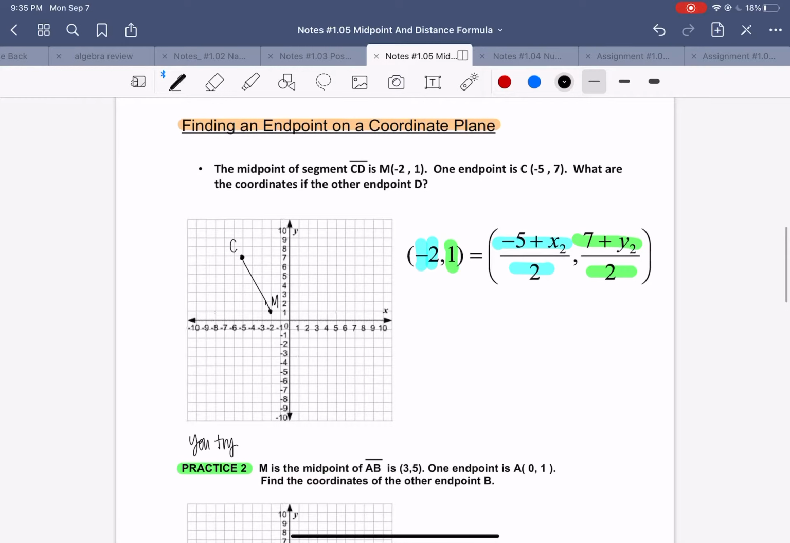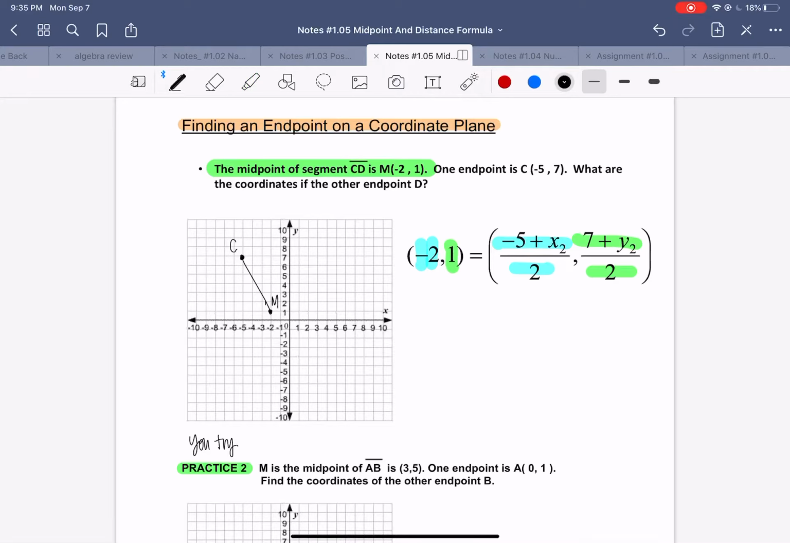All right, finding an endpoint on a coordinate plane. This is when it gives you the midpoint. We know it gives us the midpoint because it says the midpoint of segment CD is negative 2, 1. The endpoint is C, negative 5, 7. What are the coordinates of the other endpoint?